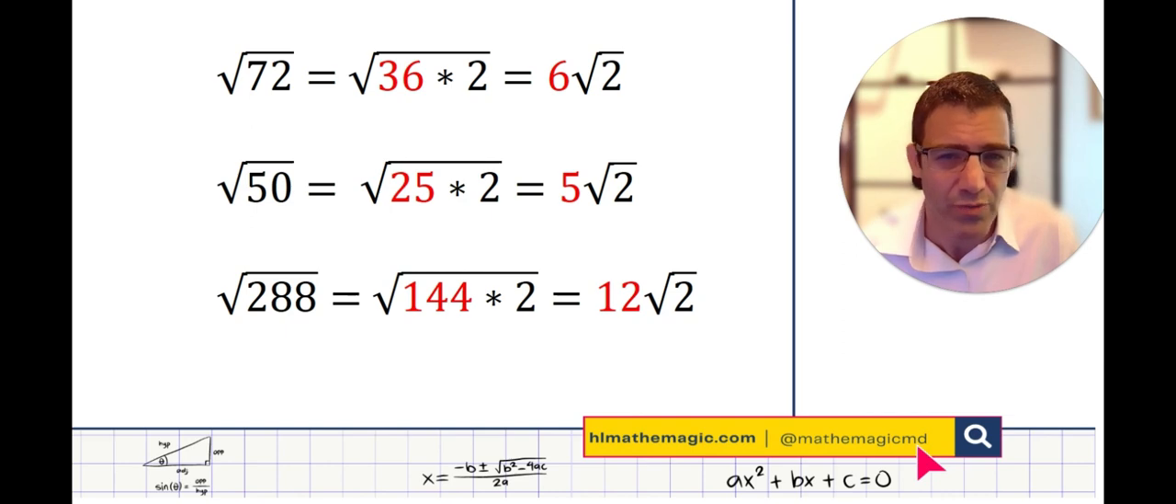In the third question, we have the square root of 288. So again, that's 2 times 144. And the 144 can get square rooted and become a 12, which is super. So we take the 12 outside and we end up with 12 root 2.